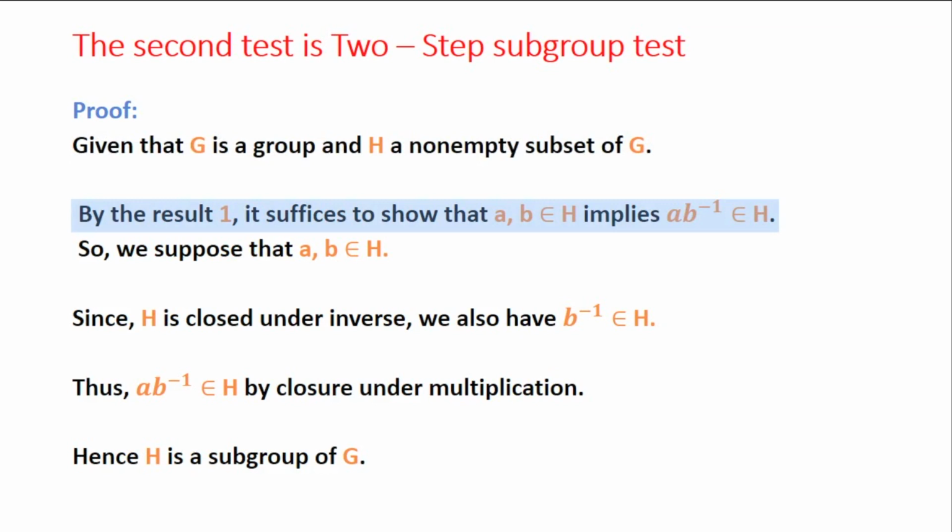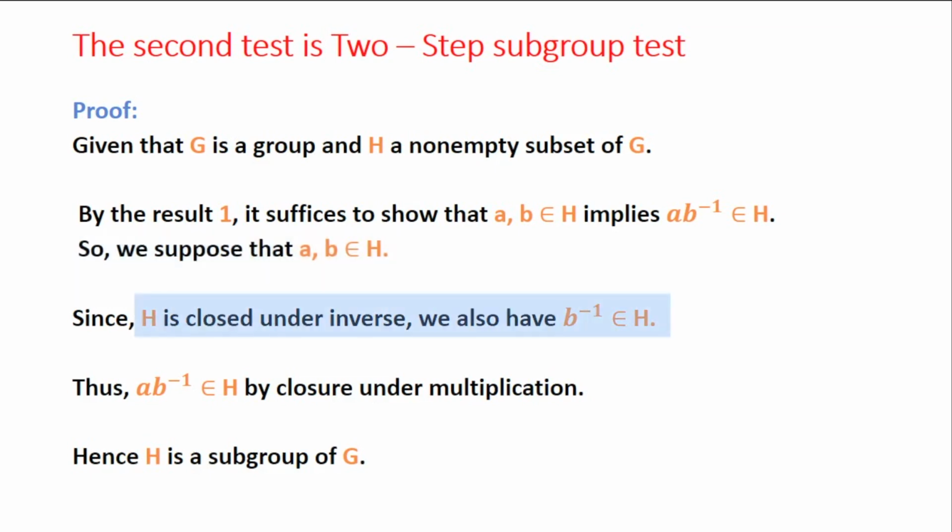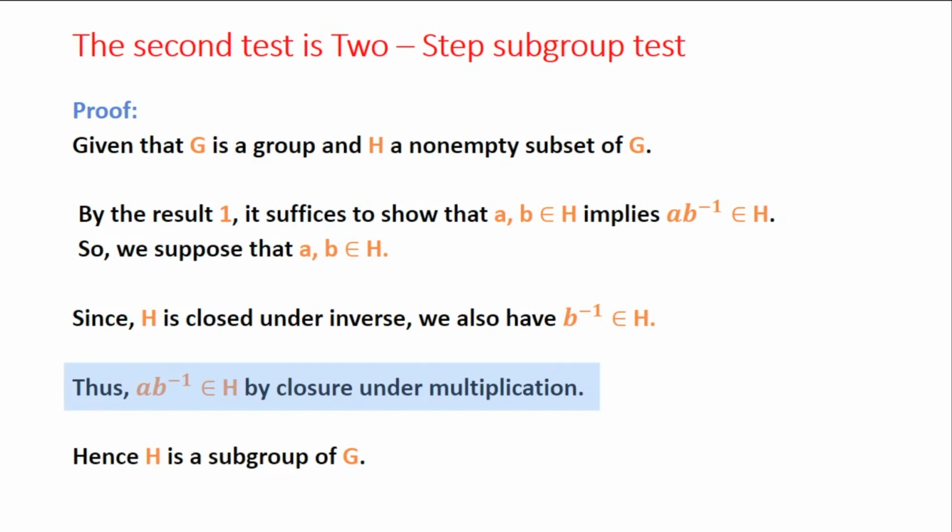We can prove it now. As given, G is a group and H a non-empty subset of G. By result 1, it suffices to show that a, b elements of H implies ab to the power minus 1 is an element of H. So, we suppose that a, b are elements of H. Since H is closed under inverse, we also have b to the power minus 1 is an element of H. Thus, ab to the power minus 1 is an element of H by closure under multiplication. Hence, H is a subgroup of G.